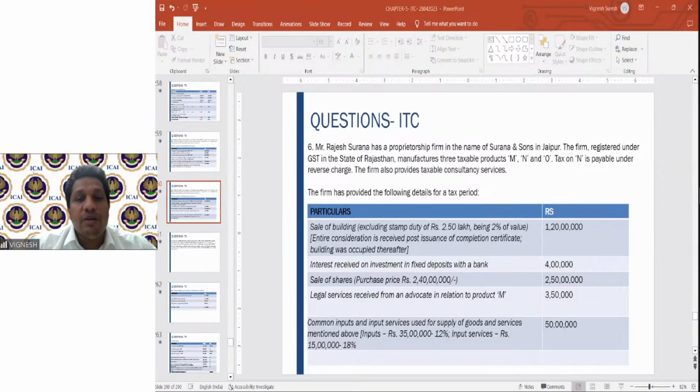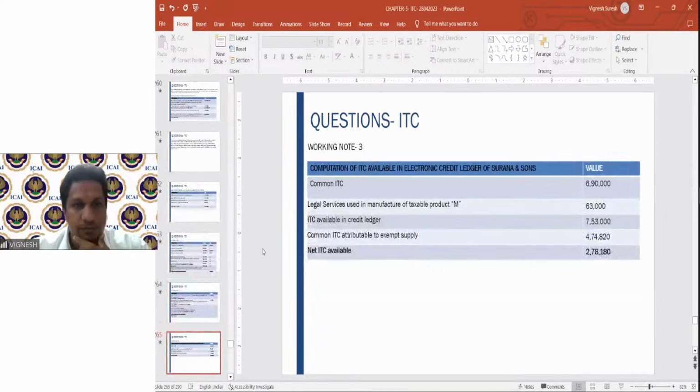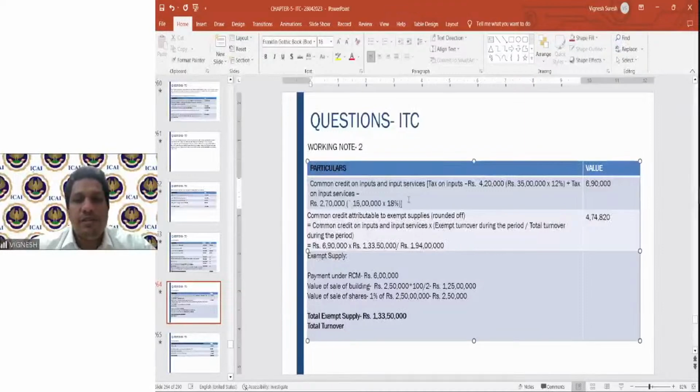Now, what is the common credit attributable to exempt supply? This is where the important tricky part comes, where you have to calculate the total turnover and also the exempt turnover. So when it comes to working out the common credit on input and input services, 35 lakhs into 12%, and tax on input services 2,70,000, which is 15 lakhs into 18%, total is 6,90,000. Now, for the common credit attributable to exempt supply, this exempt turnover by total turnover calculation is important. So how do we get this calculation? What all will come under exempt supply here?